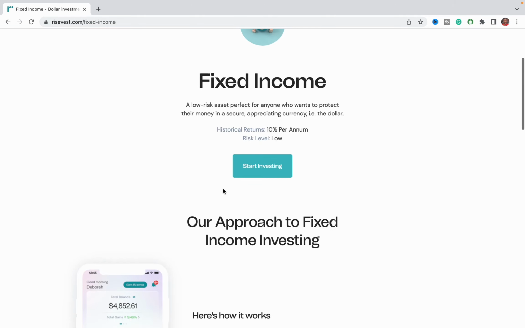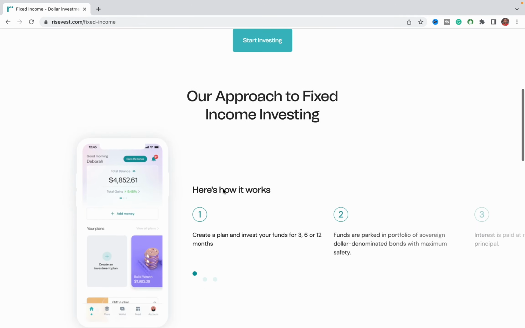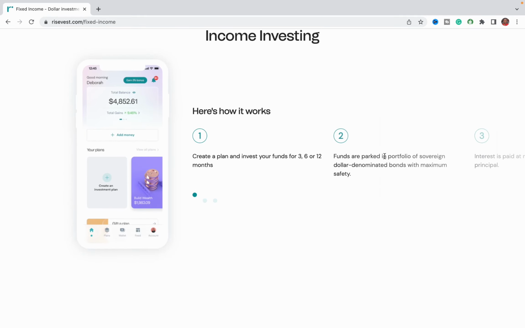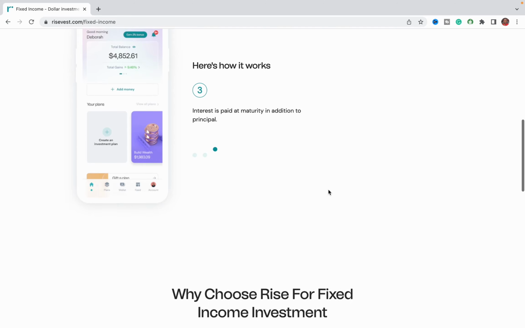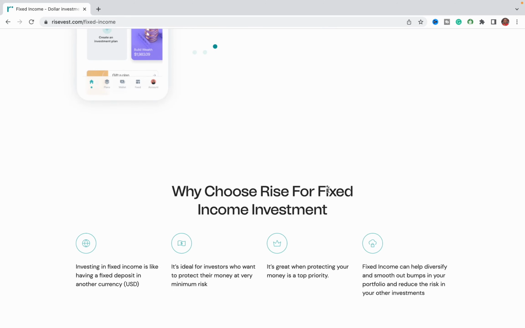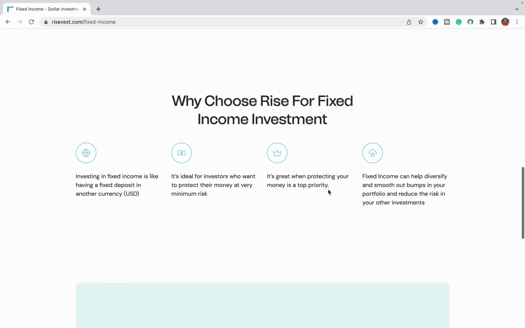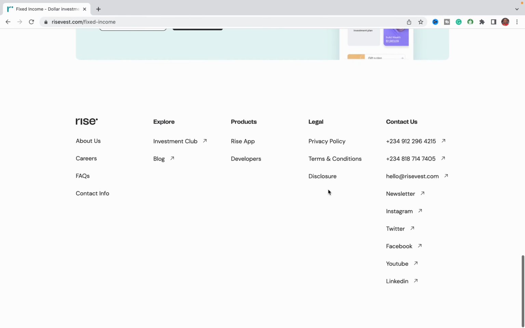So what is fixed income about? Basically, you create a plan for 3, 6, or 12 months. Returns are packed in a portfolio of sovereign dollar-denominated bonds with maximum safety. Interest is paid at maturity in addition to principal. So why choose Rise Fixed Income? They're telling you different reasons why you should go with them.